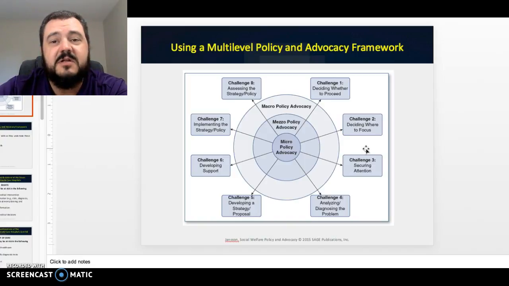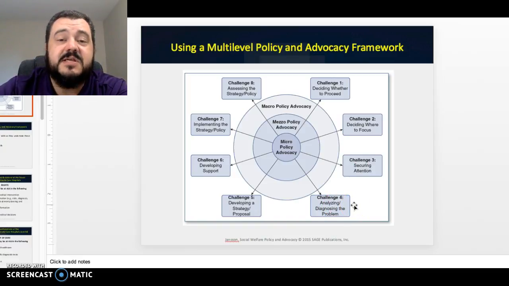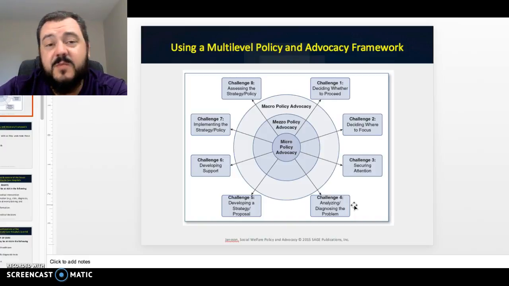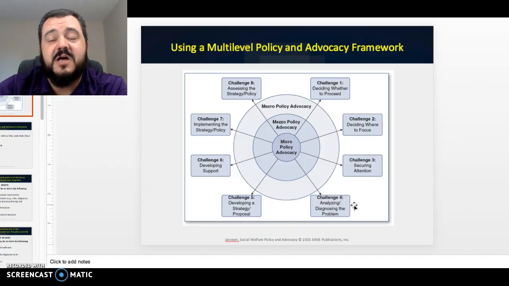You get people aware that there's a problem here, that it's policy related, and that we need to start looking at some change. You move on to step 4, which would be analyzing and diagnosing the problem, looking to see how big of a problem it is, how extensive the policy reach is, for how many people this is really a problem. Then you need to start looking at, well, let's develop a strategy and a proposal. How can we propose something different? What would be better than what we currently have?